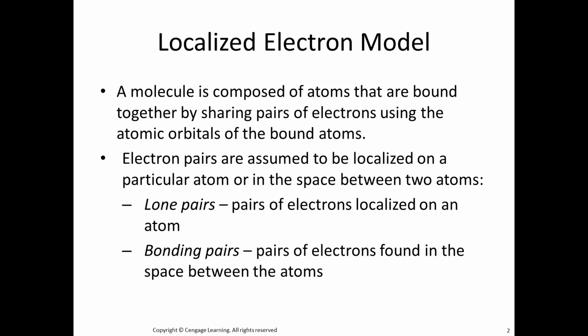The Localized Electron Bonding Model says that a molecule is composed of atoms that are bound together by sharing pairs of electrons using the atomic orbitals of the bound atoms. Here, electron pairs are assumed to be localized on a particular atom or in the space between two atoms. Lone pairs are pairs of electrons localized on a single atom. Bonding pairs are pairs of electrons found in the space between the atoms.